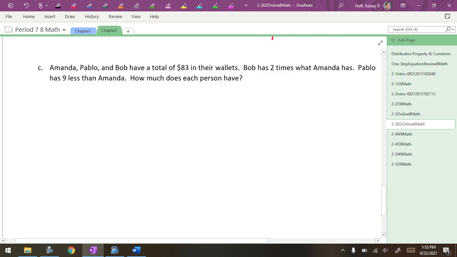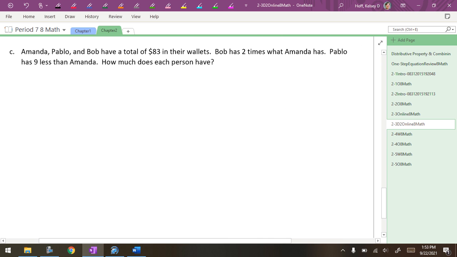Amanda, Pablo, and Bob have a total of $83 in their wallets. Bob has 2 times what Amanda has. Pablo has 9 less than Amanda. How much does each person have? Take sentence number 1. Somebody who has not answered for me. Tell me how I could write a quick equation with the fact that Amanda, Pablo, and Bob have a total of $83 in their wallet.